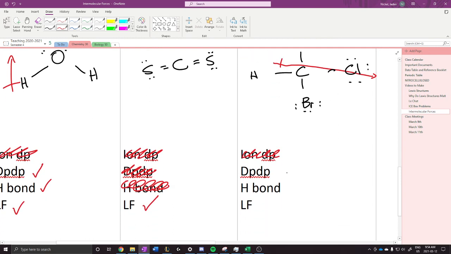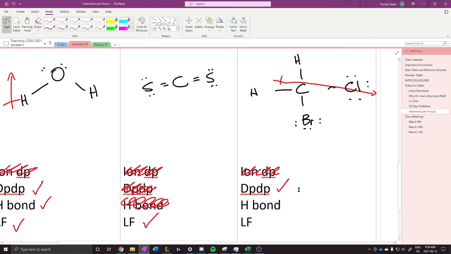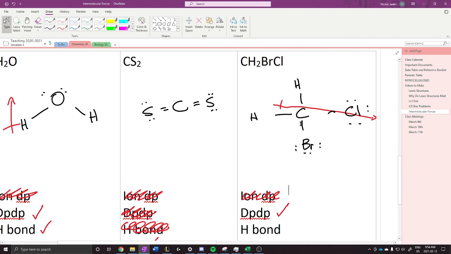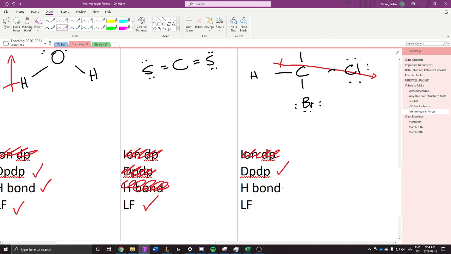So yes, we have a polar molecule, and that means we will have dipole-dipole interactions. Do we have a hydrogen attached to a super electronegative atom? No, they are attached to the carbon, and I said that carbon is not super electronegative, so we don't have hydrogen bonding. London forces, do we have those? Yes, we always have London forces.